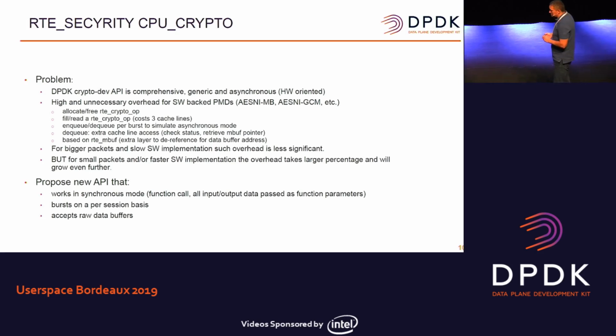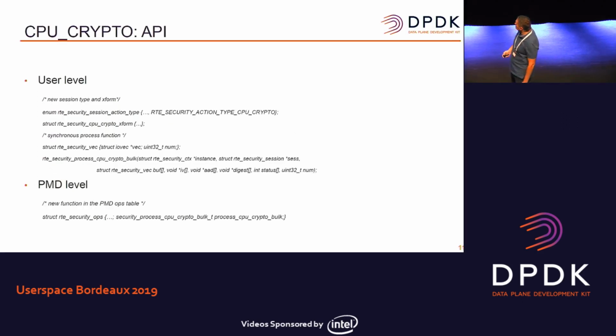Also, sometimes you don't want to operate on mbufs. Internally, you don't need any information from the mbuf except basically the data pointer and the length. That's it. So it operates on raw data buffers. Yeah, so this is the proposed API.